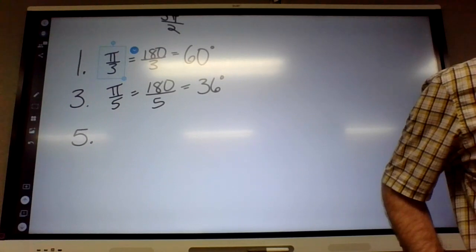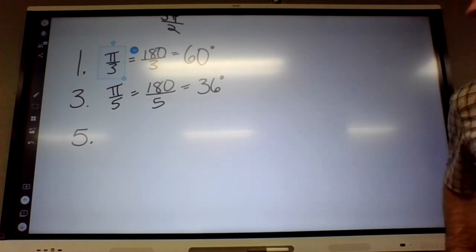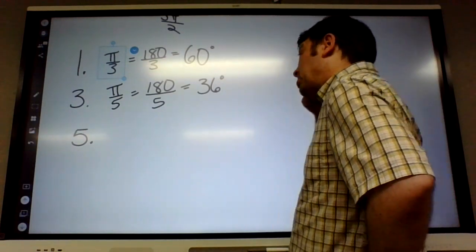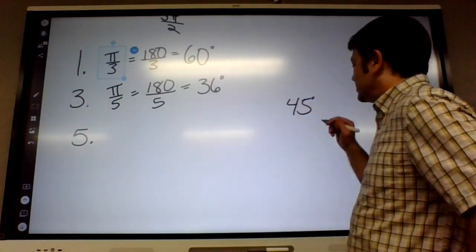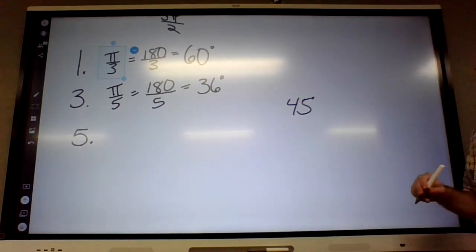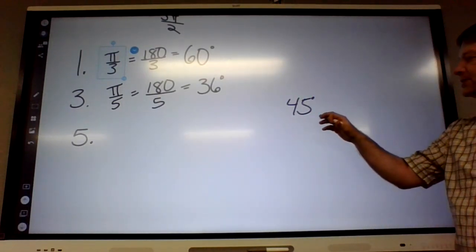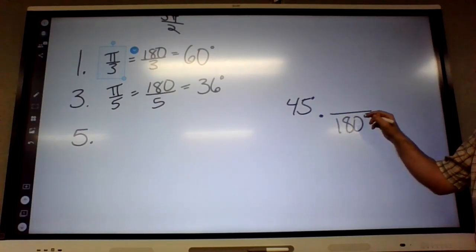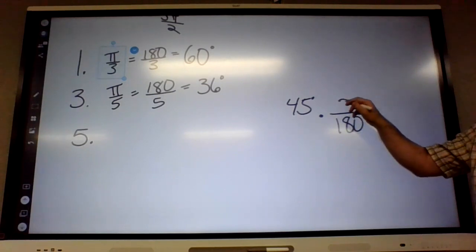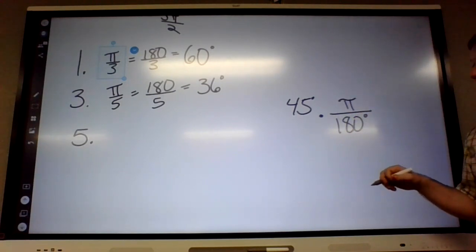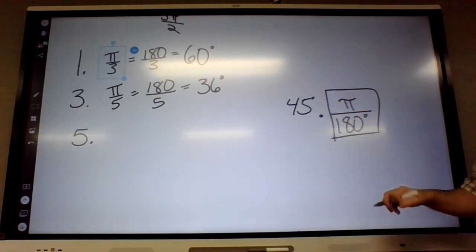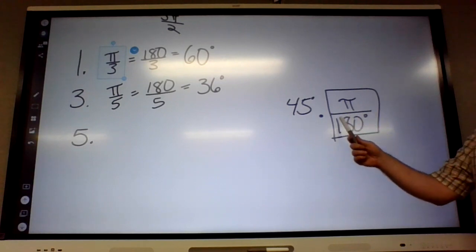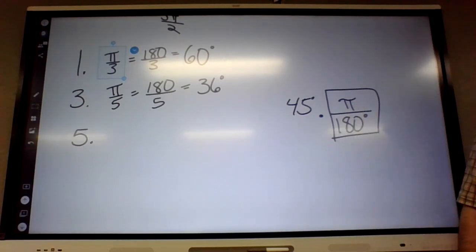Number 5, to convert degrees into radians, the other way. So, let's make up an example. Say 45 degrees. I talked about this one earlier. To convert degrees into radians, this is the converter. You divide by 180 degrees to get rid of the degrees, and you multiply by pi radians to multiply in the radians. So this is kind of the magic thing right here. Multiply by pi over 180. This divides out the degrees and multiplies in the radians.